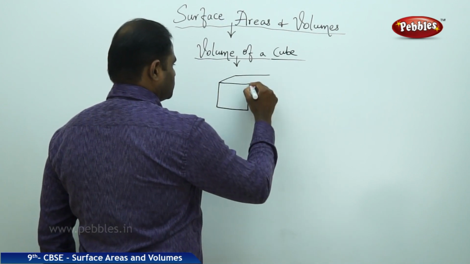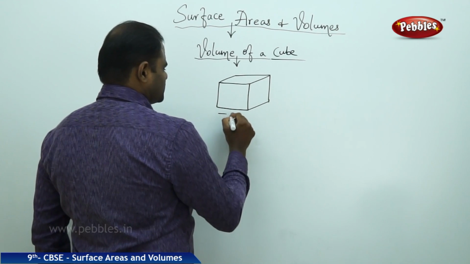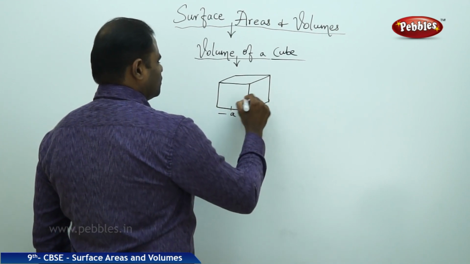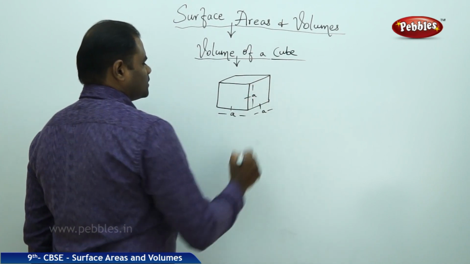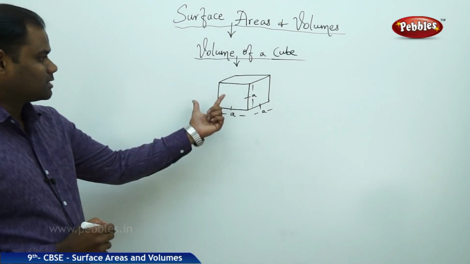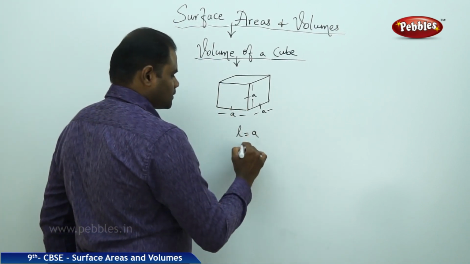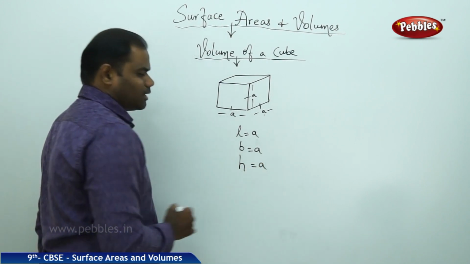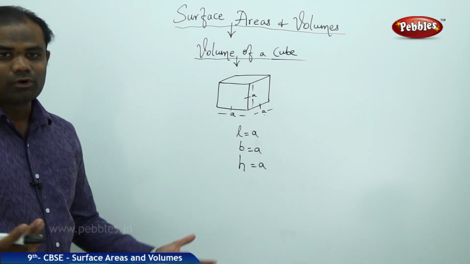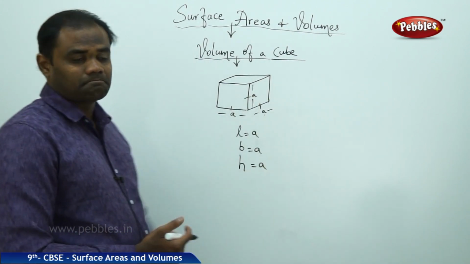I have my cube. Say its side is A, then all its dimensions are the same. That means if this is a cube, then its length is A, width is A, and my height also is A. Therefore, my volume of a cube is LBH, A times A times A.